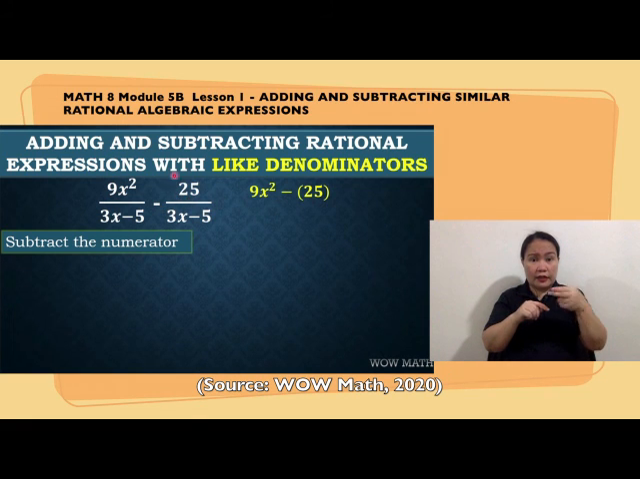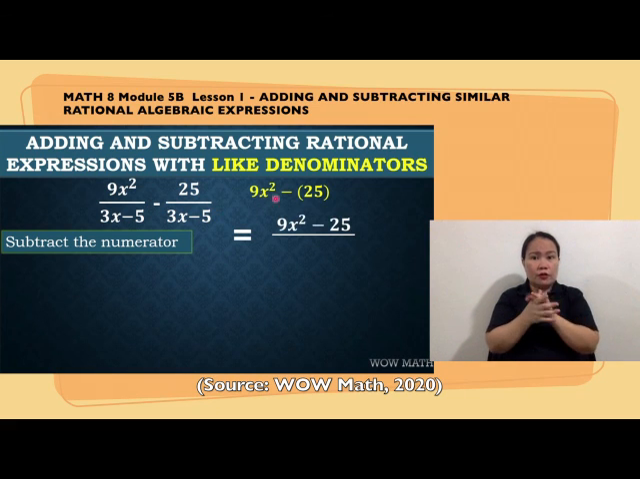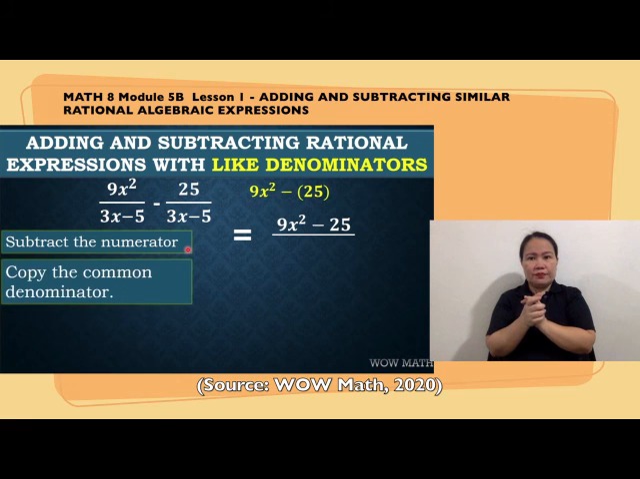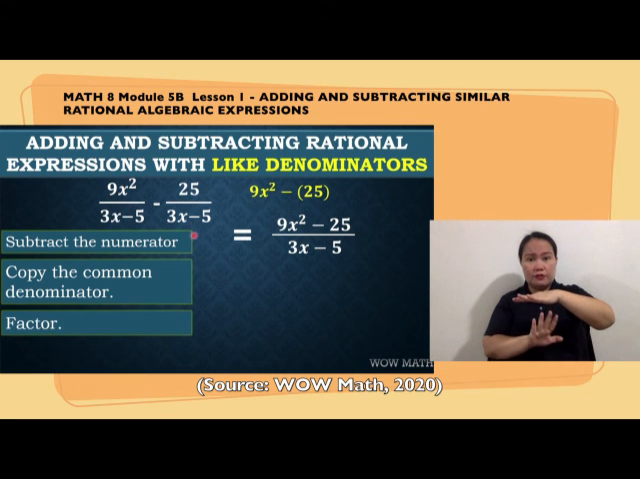So, ito, since positive siya, ang mangyayari, we will have 9x squared. Ito, yung positive 25 mo, ito na siya. Okay? So, remember that in subtracting, kapag nagsasubtract na tayo, change the sign of your subtrahend. So, kung meron ka pang isang term dyan, papalitan mo rin yung sign nun. Okay, next. Copy the common denominator. So, I have here 3x minus 5. So, we will copy.